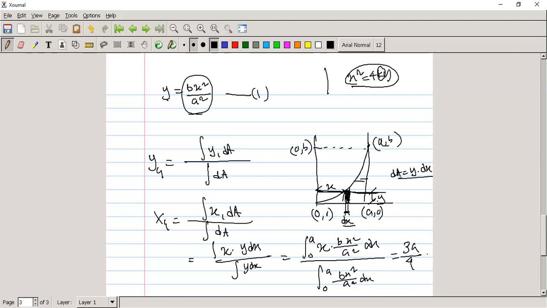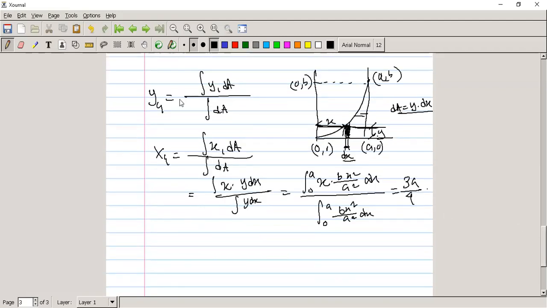This is along x, and similarly along y, if we put the value, yg is how much? Y into dA, right? And how to find out the y? For finding out the y, what do we have to do?